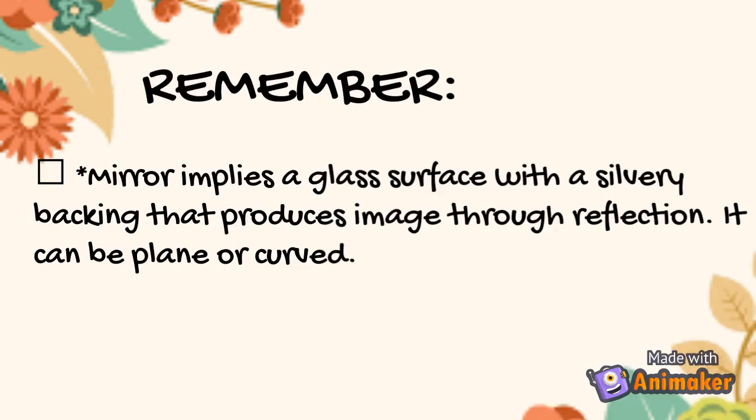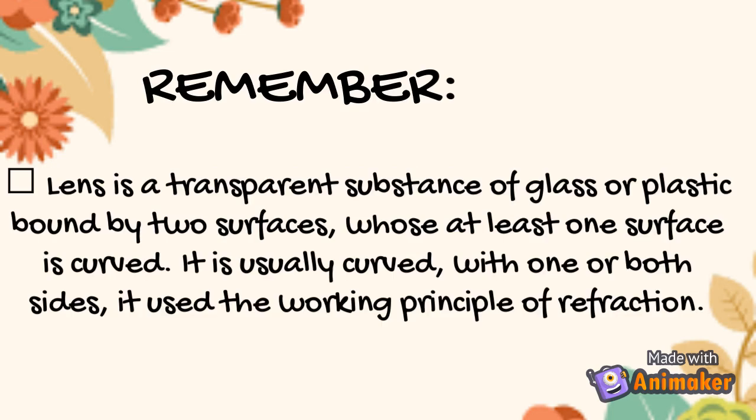Now let us summarize what we have learned for today. Mirror implies a glass surface with a silvery backing that produces an image through reflection. It can be plain or curved. A lens is a transparent substance of glass or plastic bound by two surfaces, at least one of which is curved. It is usually curved on one or both sides. It uses the working principle of refraction.